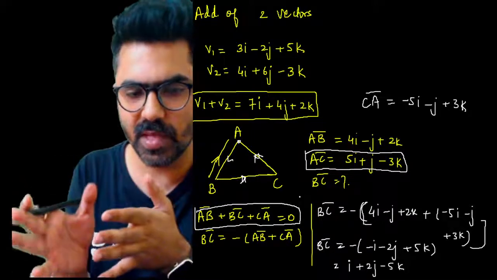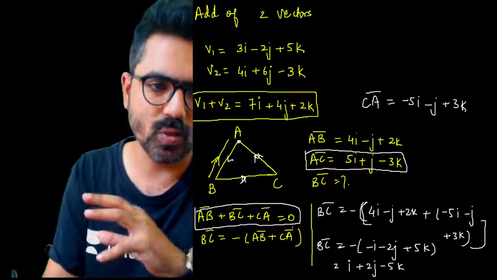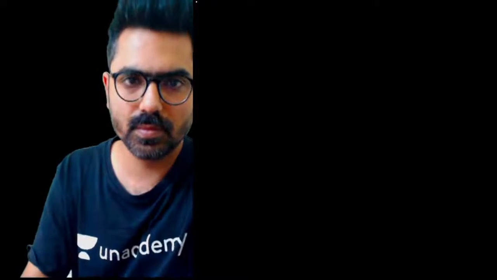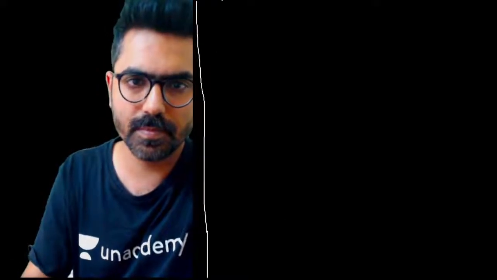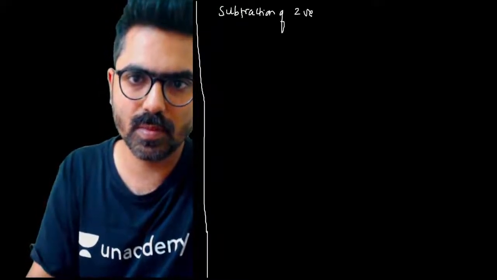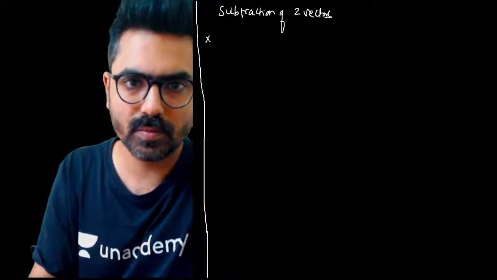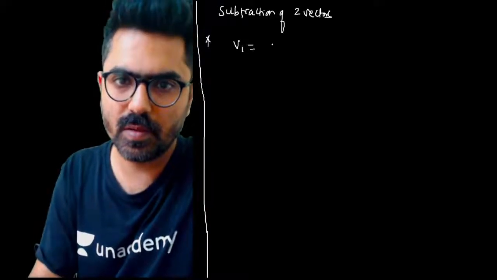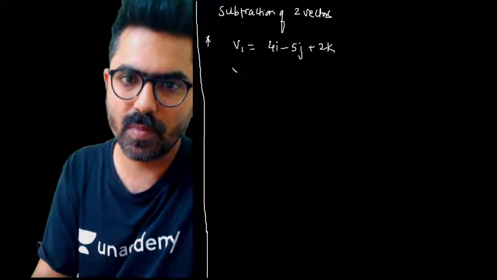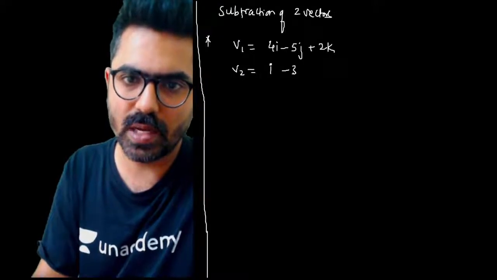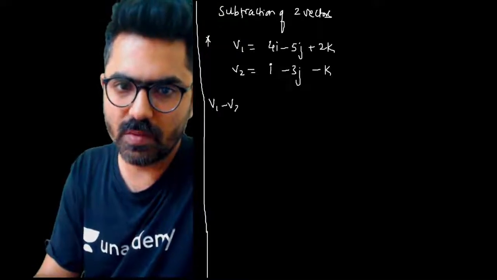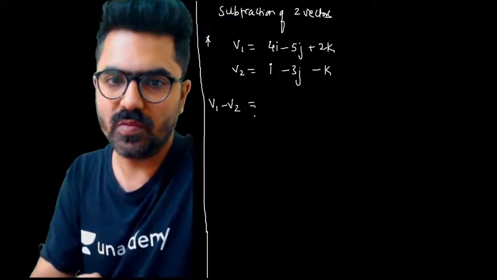Now let's go ahead with the next part, which shows us how to subtract the two vectors. It is similar to addition of two vectors only. Subtraction of two vectors. Now let's say we have been given vector 1, which is 4i minus 5j plus 2k, vector 2, which is i minus 3j minus k. We have been asked what is v1 minus v2.